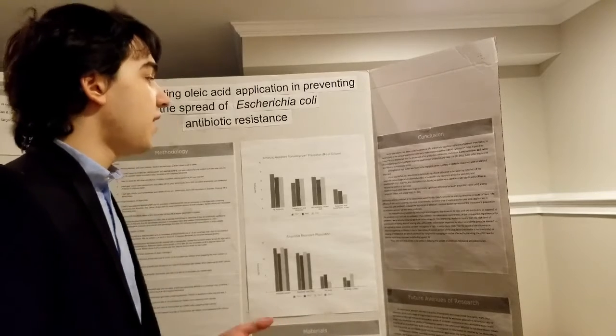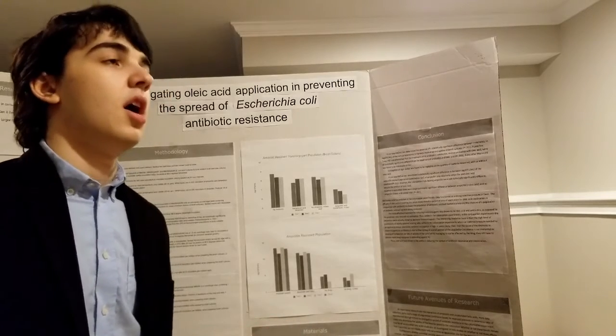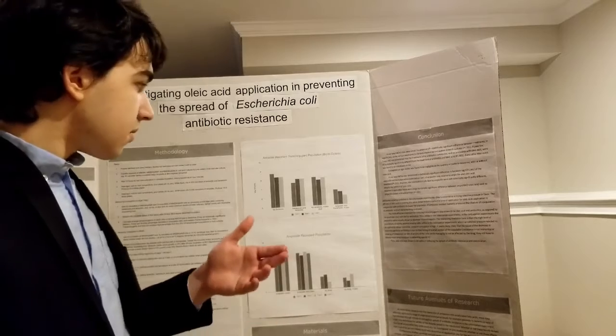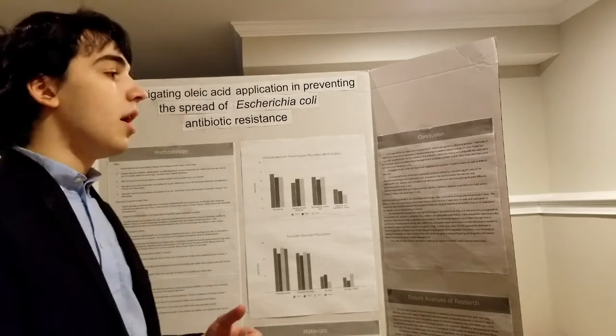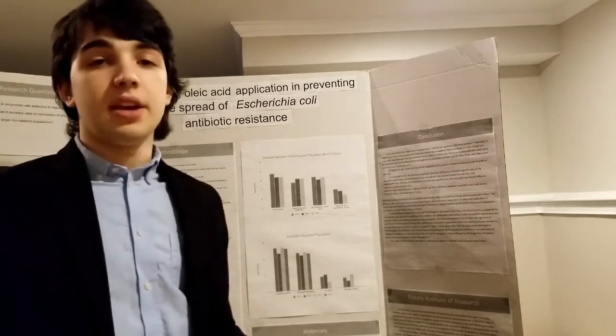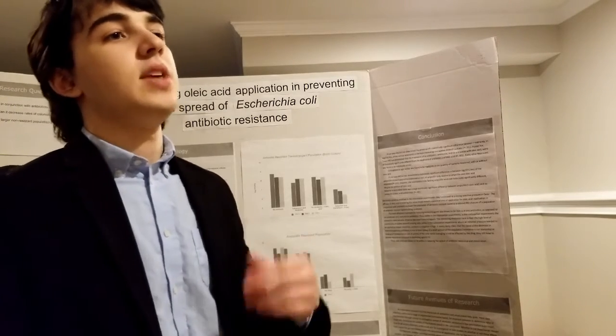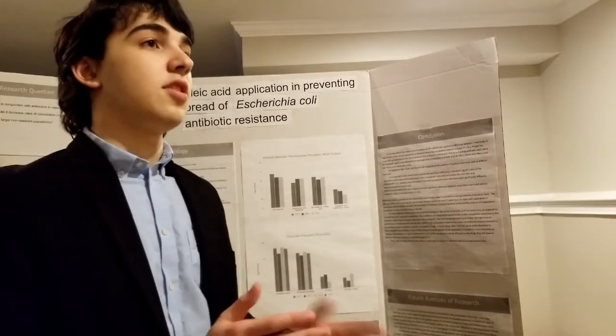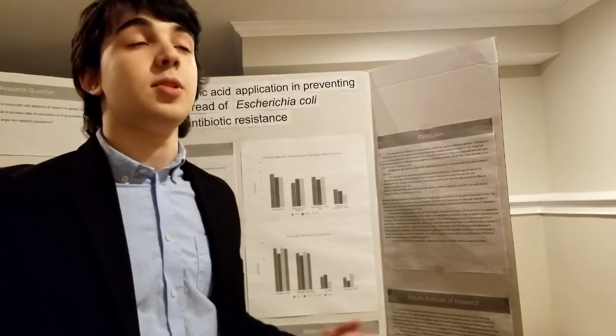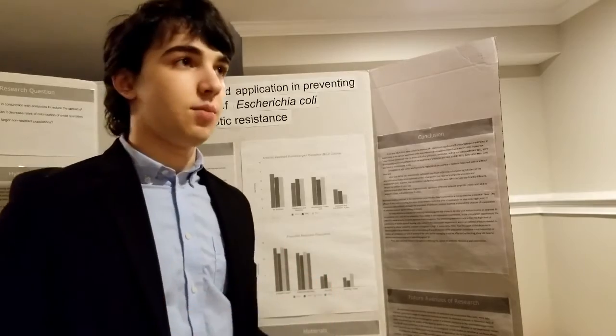So you could prevent or slow that process through the application of these drugs, inhibitors of conjugation, or you could apply them preventatively in conjunction with antibiotics, and have the antibiotic applying selective pressure, but at the same time have this oleic acid stopping the spread of antibiotic resistance within the population if it does arise due to the selective pressure exerted.